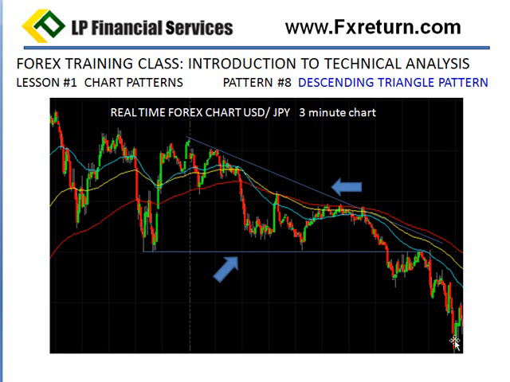This completes our lesson 1 of chart patterns. We will begin with lesson number 2, candlestick patterns, in our next video.